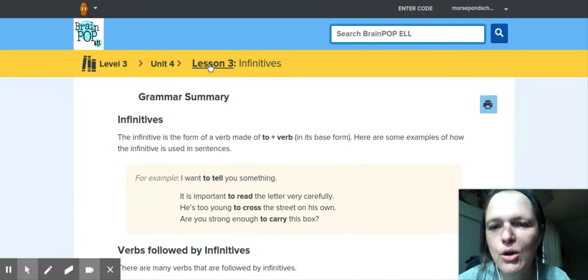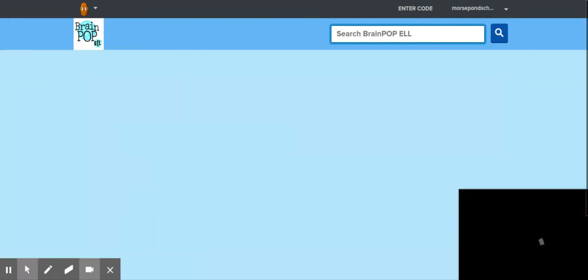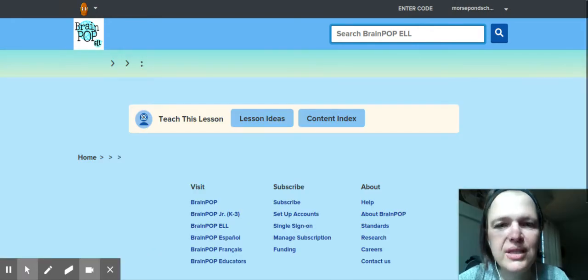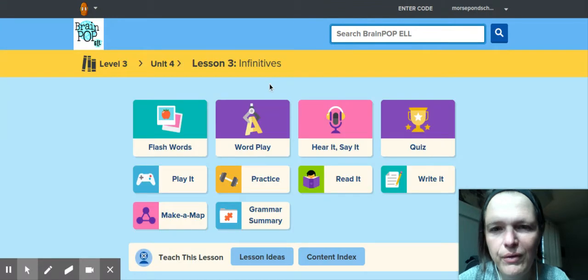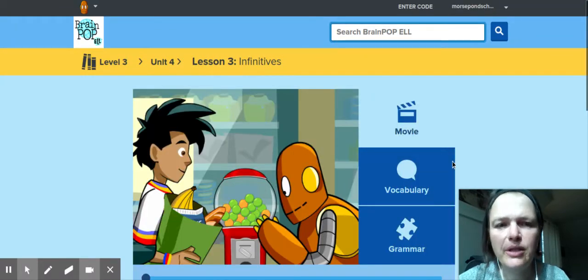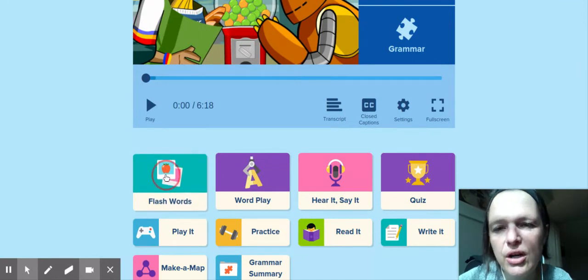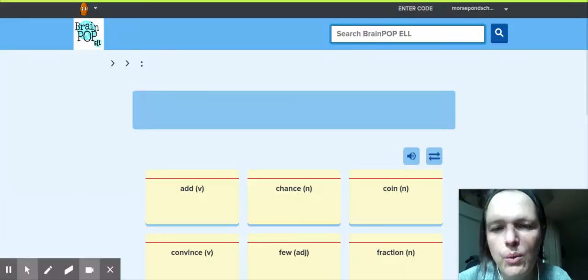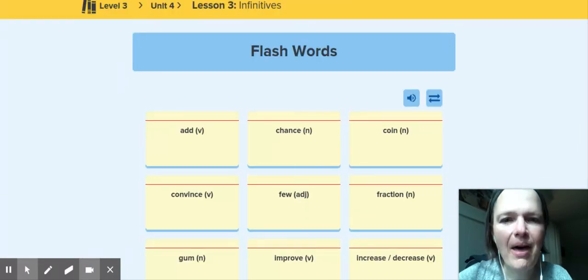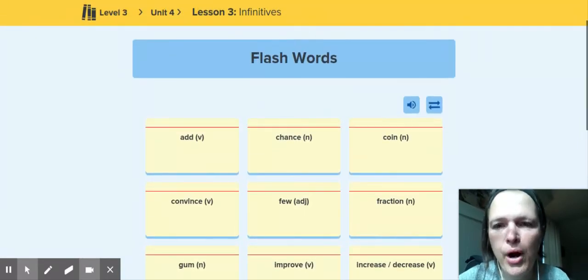So now let's go back to the lesson, and I'll give you a very quick tour. I'm going to have you do the same thing as before. I'm going to have you look at the flash words. The flash words are the vocabulary words, which are those new words that you're going to be working on this week. So these are some of the words this week that I want you to learn. So you're going to learn math words to learn about probability.